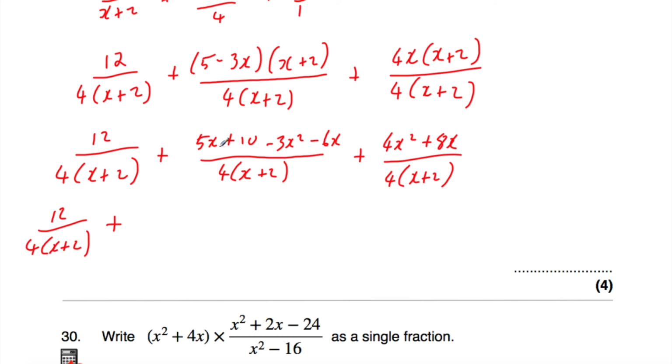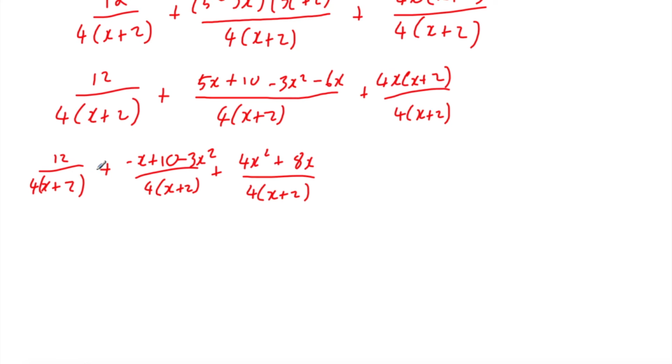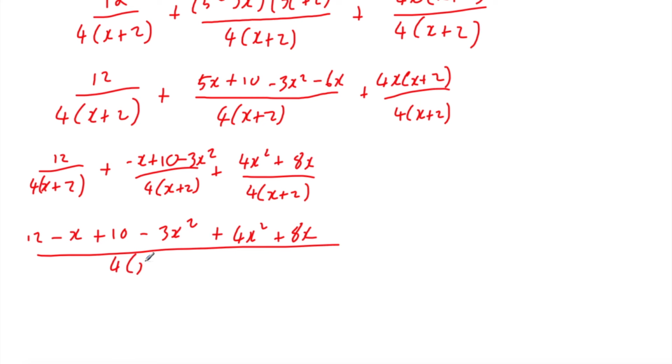And now let's simplify the numerator of this fraction. 5x take away 6x would be minus x. So minus x, and then we've got our plus 10, and then we've got our minus 3x squared. And then that's all over 4(x + 2). Okay, so we've now got three algebraic fractions with the same denominators. We can just add together the numerators. So we've got 12, and then we're going to plus minus x, that's going to be minus x. And then we're adding 10, and then we've got minus 3x squared plus 4x squared, and then we've got plus 8x. And that's all over 4(x + 2).